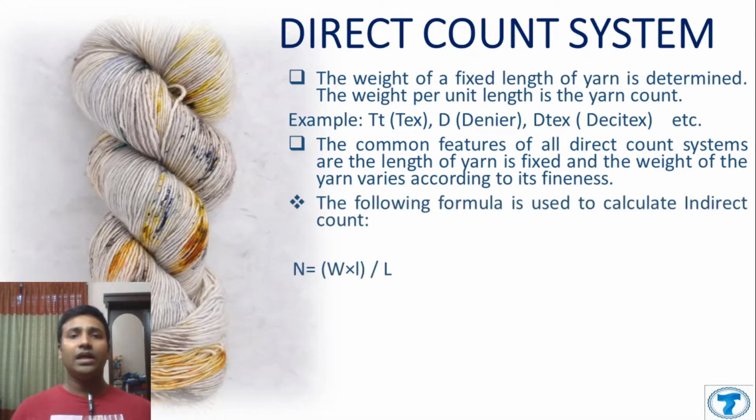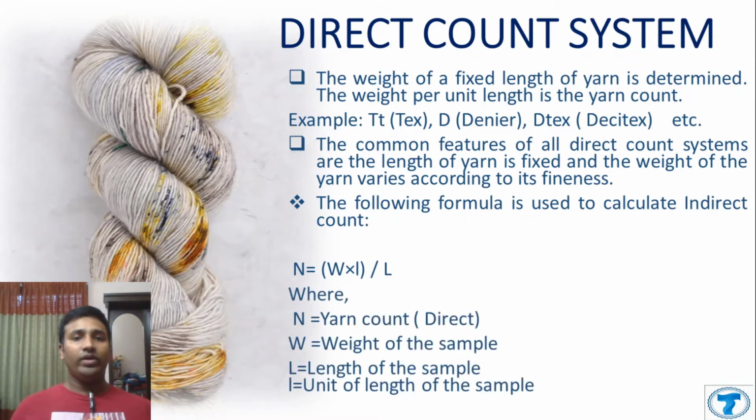Let's see the formula of the direct count system. That is capital N equals capital W into small l divided by capital L, where capital N is the yarn count in the direct count system, capital W is the weight of the sample, similar to the indirect count system, capital L is the length of the sample, and small l is the unit of the length of the sample. Small l is fixed for different count systems under the direct count system.